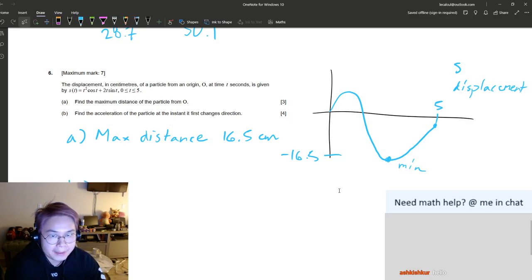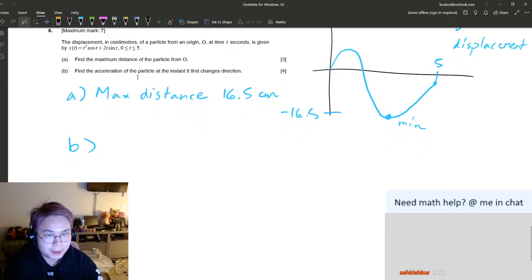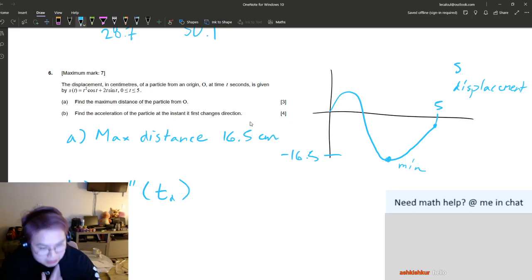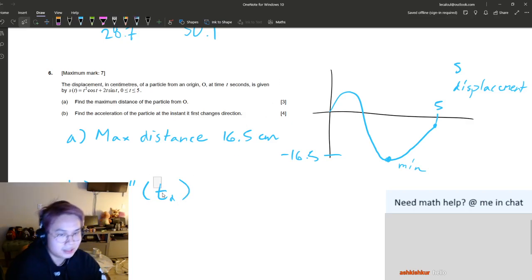Okay, and then we need to find the acceleration of the particle at the instant it first changes direction. So let's think about that. I need to find the acceleration, so I'm going to find the second derivative at some t value. I'm going to call it t d, because that was when it changed directions. Now I need to find out what this value is so I can plug it into the second derivative.